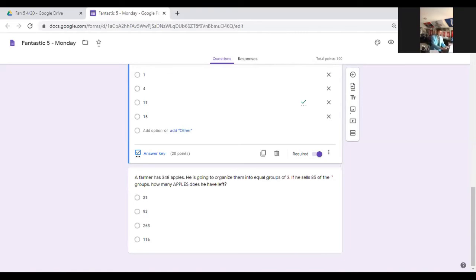So let's get in here. Let's get that whiteboard up and let's see what we got. All right. Here are my 348 apples. And again, if I want to split them into equal groups of 3, I would divide.